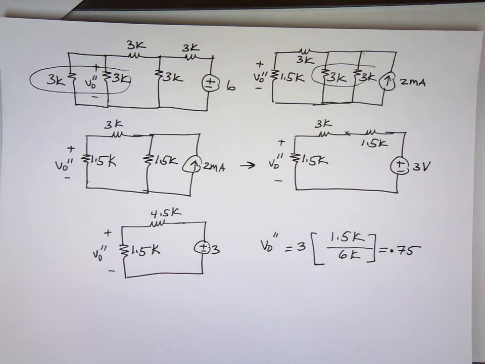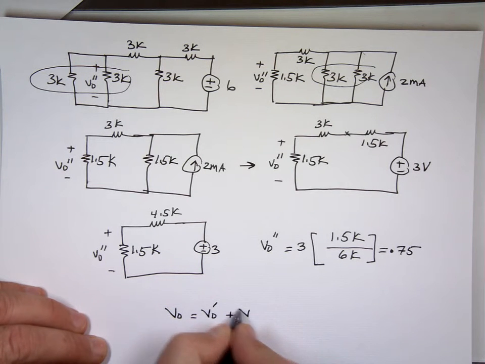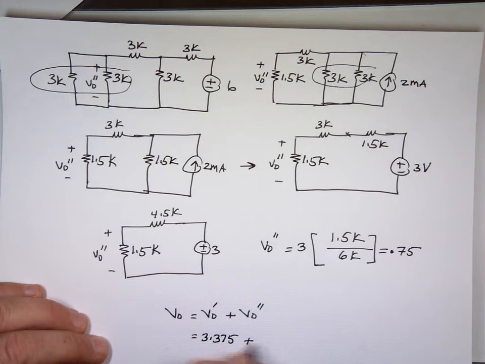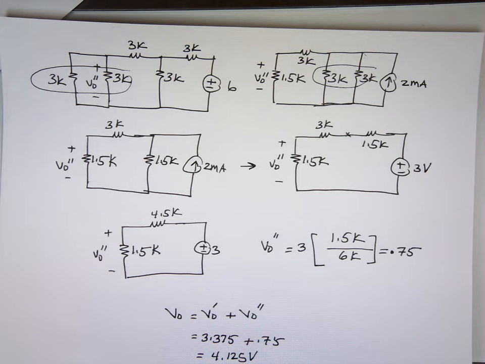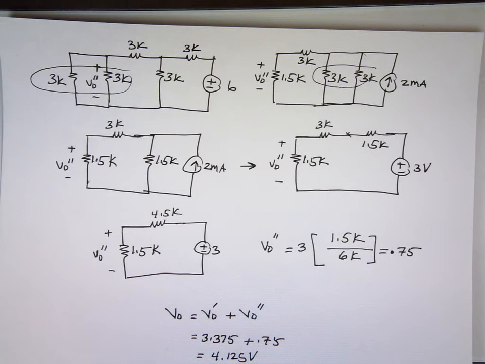So what's V out? V out bar plus V out double bar. I got 3.375 plus 0.75. Was it 4.125, I think? I think most of you got that one right. Really, besides redrawing the stuff, the algebra at the end is not bad, but you gotta redraw, redraw, redraw to get that answer.